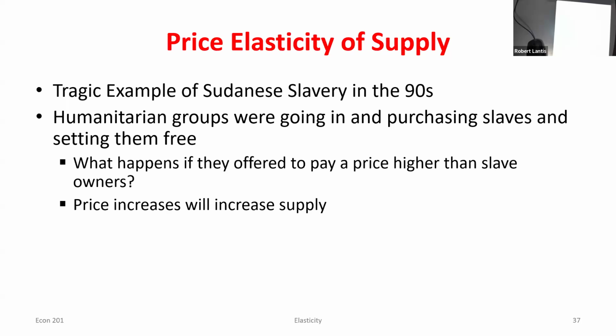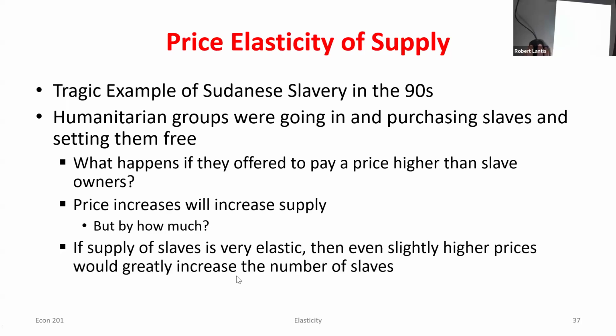Now, this wouldn't be a huge problem if the elasticity of supply for slavery was inelastic. The problem is it was fairly elastic. So even though these groups were offering not that much higher of a price, but somewhat higher, so a small percentage change in the price, if the price elasticity of supply was elastic, that meant the percent change in the quantity supplied went way up, right? So by coming in offering to pay these higher prices, because the price elasticity of supply was elastic for slavery in Sudan in the 90s, you saw the number of people being enslaved increase by a lot, right?